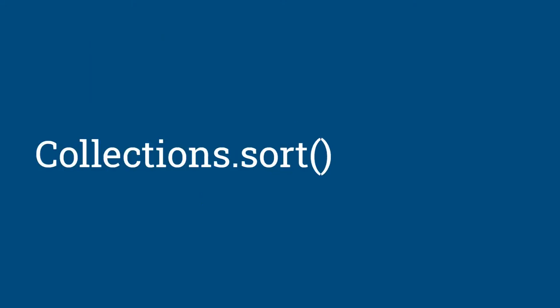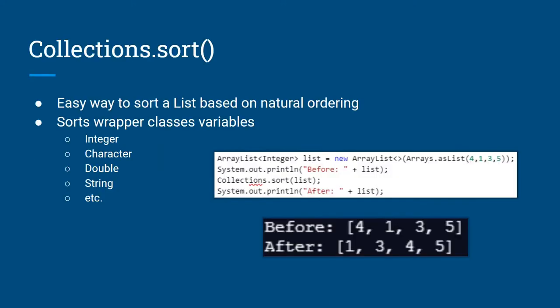The main thing that we're going to deal with when we are sorting in UIL problems is collections.sort. So this is basically an easy way to sort a list. It provides an easy way to sort a list based on natural ordering. So for example, you can sort wrapper class variables like integers, characters, doubles, strings, etc.